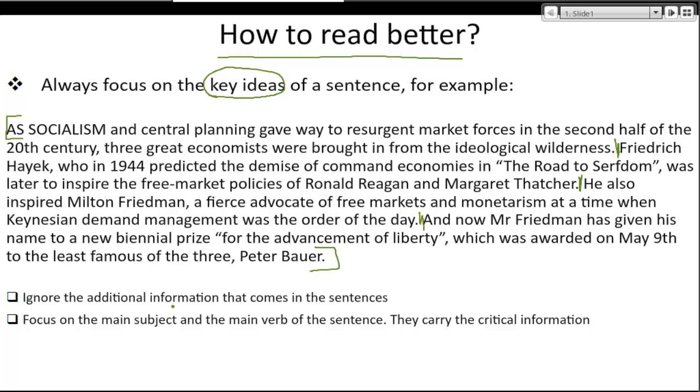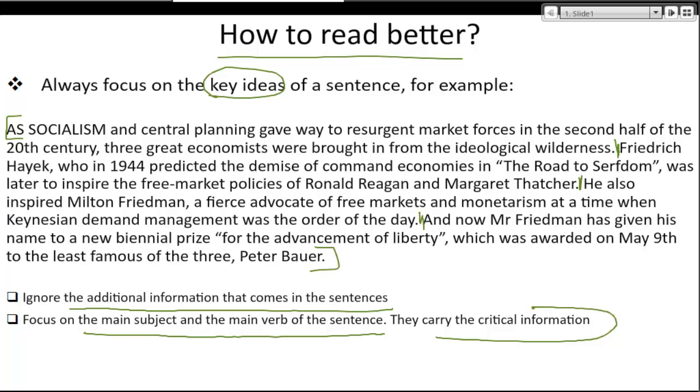Now I have given some notes of caution. I have highlighted here that while reading, you have to ignore the additional information that comes in the sentence, and you have to focus on the main subject and the main verb of the sentence. They carry the critical information. Main subject and main verb, that is what I have always been highlighting time and again, that you as a reader have to focus on the main subject and the main verb. Now look at the first sentence, people.